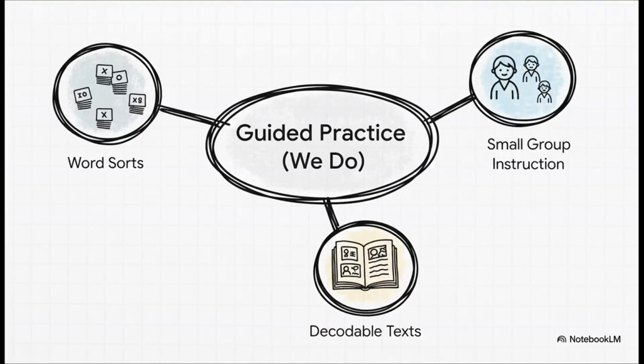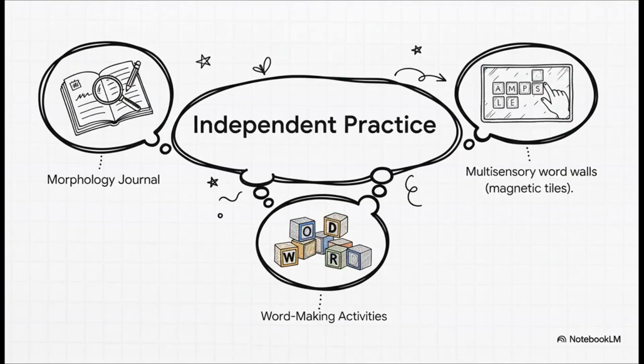Give students a pile of base words and suffixes and have them build new words. Or you could use decodable texts that are loaded with words using that target ion suffix so they can see the pattern again and again in real sentences. And then, when it's time for the you do part, when they're working on their own, students can really take ownership. A morphology journal is a fantastic idea for collecting words. Or you could have a station with magnetic letters so they can physically build and break apart words.